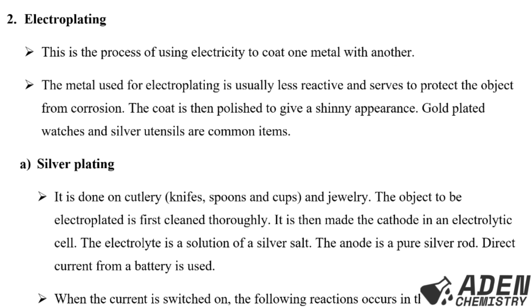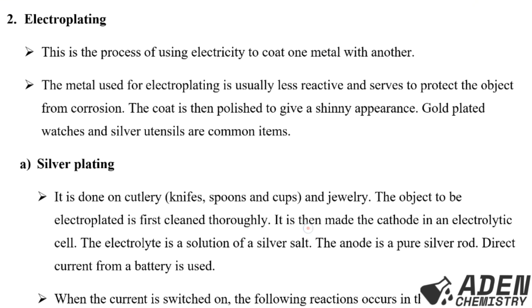So we are going to go to the first electroplating, which is silver plating. Silver plating is done on cutlery and also jewelry. Cutlery includes knives, spoons, and also cups. Next, the object to be electroplated is first polished thoroughly.